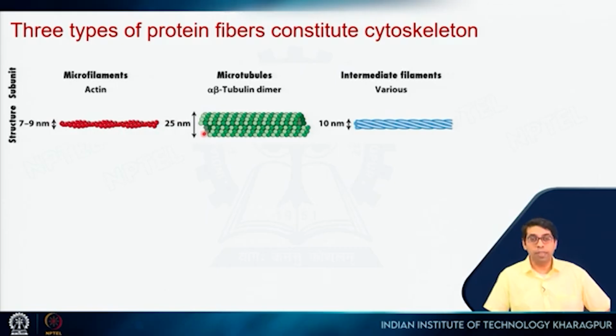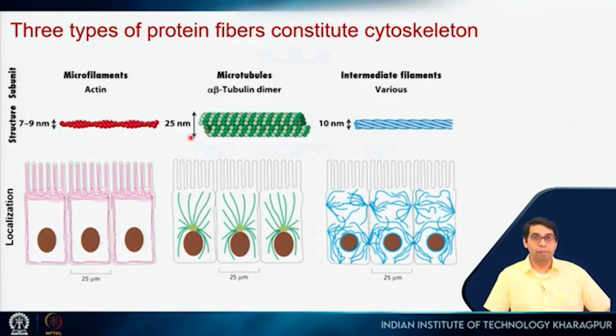And these filaments are present in different parts of the cell. So this is a cell. You will see that actin filament is mostly present along the cell membrane, right? On the other hand, microtubules are more inside the cell, and they originate from a particular structure called centrioles. We will see that in more details in next lecture, and they sort of radiate out from that structure. And intermediate filaments, these are present around the nucleus and throughout the cytoplasm, and they provide this particular mechanical strength to the cell.